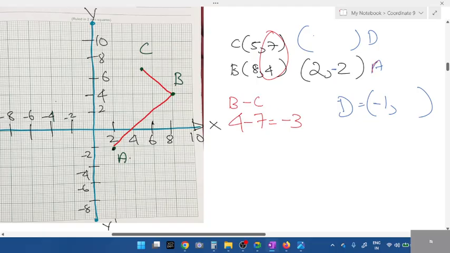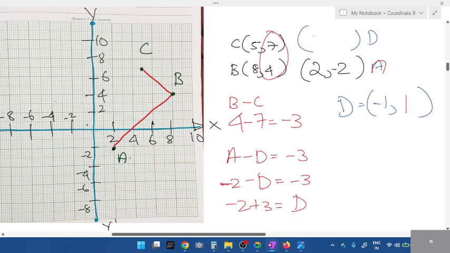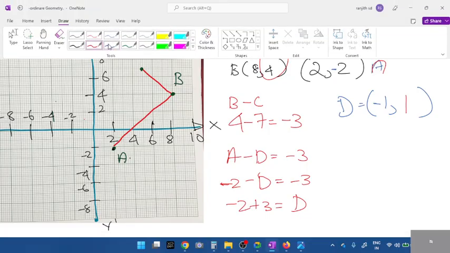In the same way, let me take A minus D. I should get minus 3, right? Take the A value. What is the A value? Minus 2. Minus 2 minus D is equal to minus 3. Shift D to the other side. Minus 2, minus 3 this side, plus 3 is equal to. So D is equal to what? Minus 1 comma 1. Which quadrant is minus 1 comma 1? All of you respond. Second quadrant.